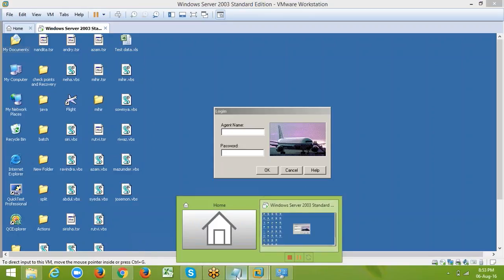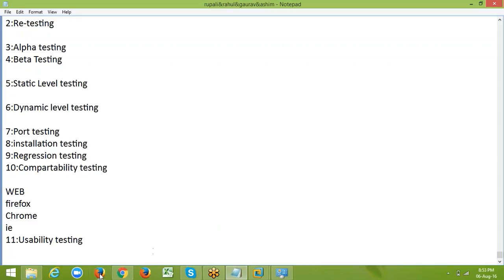Okay, we have to test whether it is user friendly or not. Okay, next, exploratory testing.